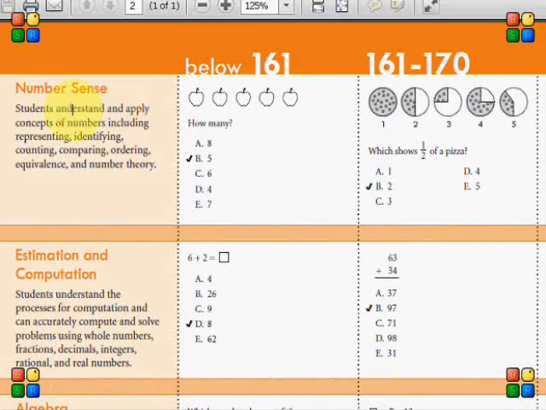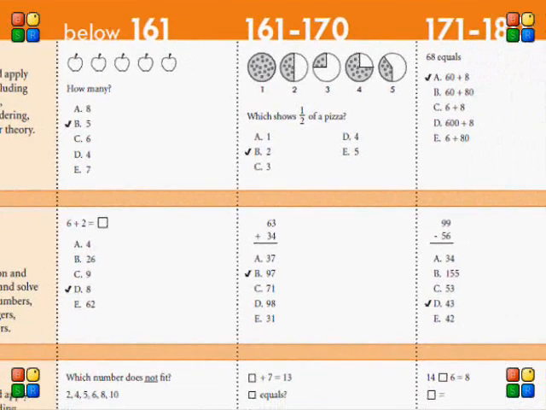So number sense. This is the general construct. Students understand and apply concepts of numbers, including representing, identifying, counting, comparing, ordering, equivalence, and number theory. Okay, that is the construct that you're trying to teach. An easy question below 161 is just basic counting. How many apples are there?